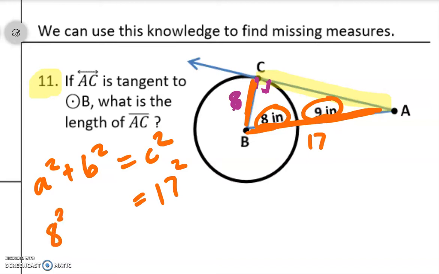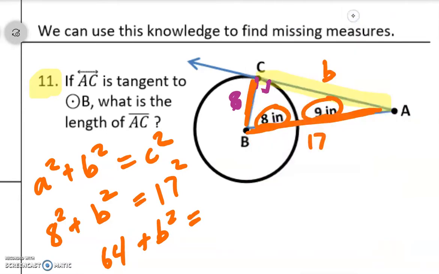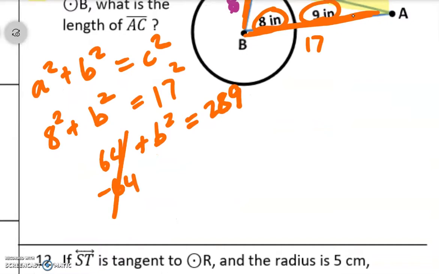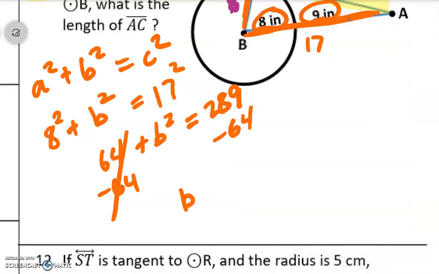So we're going to say 8 squared plus the missing side, we'll just call that b squared. So 8 squared is 64 plus b squared equals 17 squared. So 17 squared is 289. And then we are just going to subtract 64 from both sides. We're solving for b. So 289 minus 64 gives us 225. So b squared equals 225.